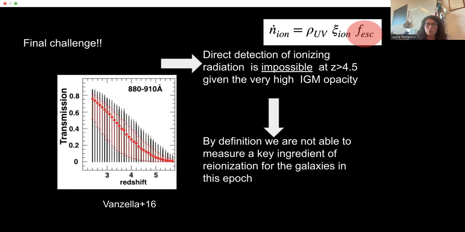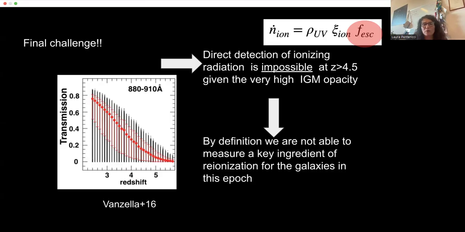So I will just now talk about the final challenge and then postpone everything to tomorrow, since I have only 2 minutes. So the final challenge is that the direct detection of ionizing radiation is impossible at redshift higher than 5 or 4.5 due to the very high IGM opacity. So far we talked about Lyman continuum emitters at redshift, say, 0 in the local universe. Remember, you need the HST. Then redshift 3, very, very difficult. We have a number of challenges, but we can do it.